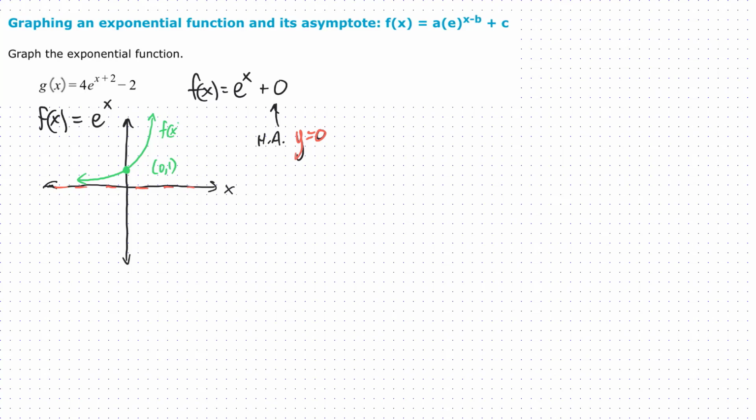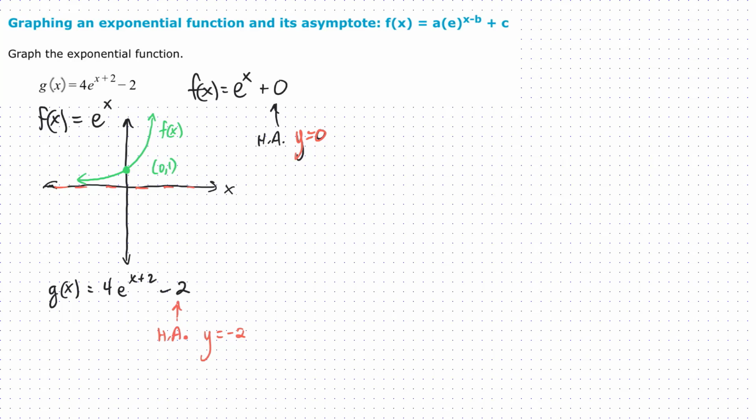Now our goal is to graph g of x. So following these patterns, we could see a lot of nice things about g of x. First of all, we want to identify the horizontal asymptote. So if you just look right here, we know that the horizontal asymptote is y is equal to -2. So we're going to need that.